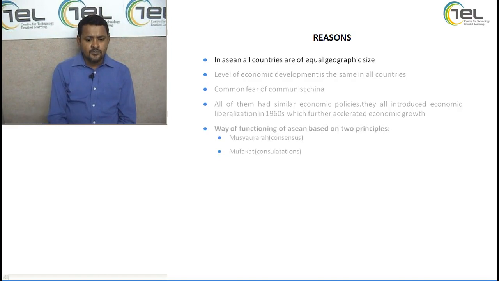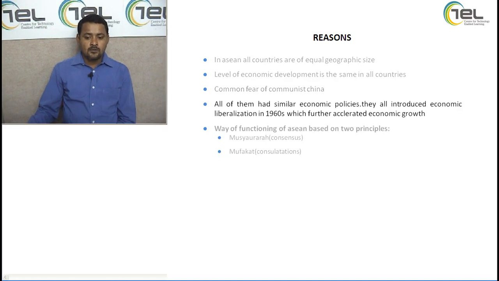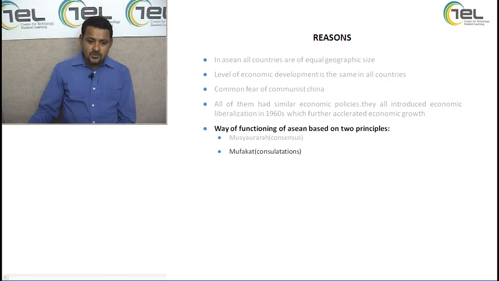The reason behind this is as follows. In ASEAN, all the countries are of almost equal size. The level of economic development is almost equal. There was a common fear of communist China. They all feared China. All of them had similar economic policies. They all introduced economic liberalization in the 1960s, which further accelerated economic growth, particularly in Singapore. The way ASEAN functions is based on two principles: consensus and consultations, Musyawarah and Mufakat. Nobody is given more importance at the expense of another member.